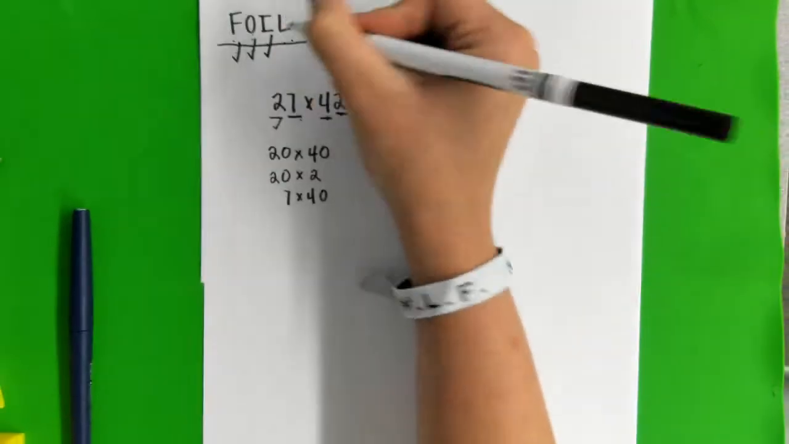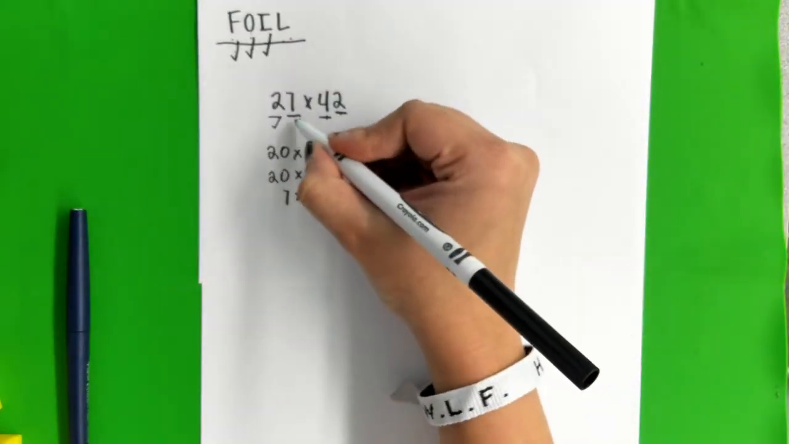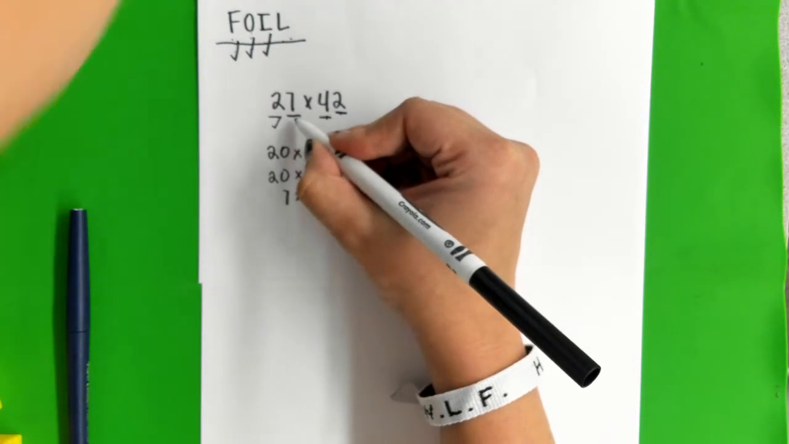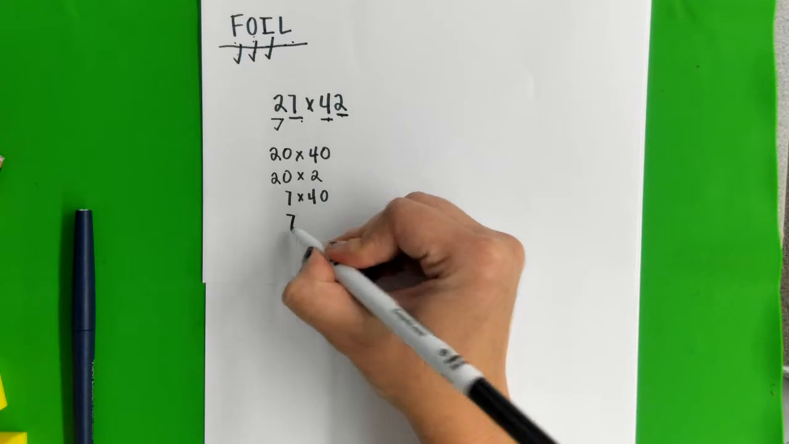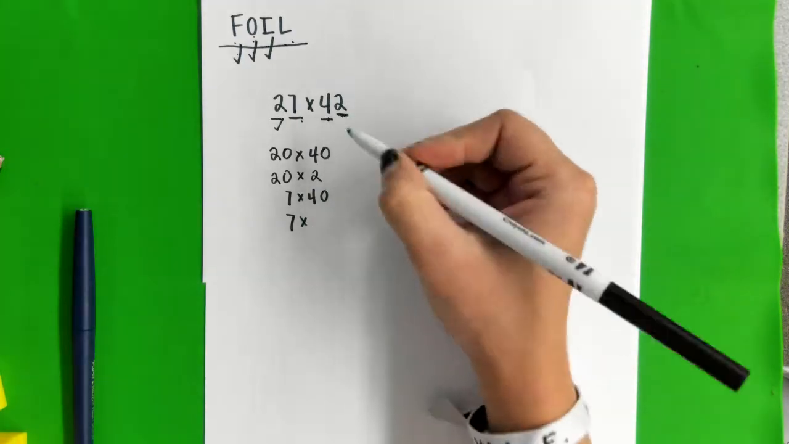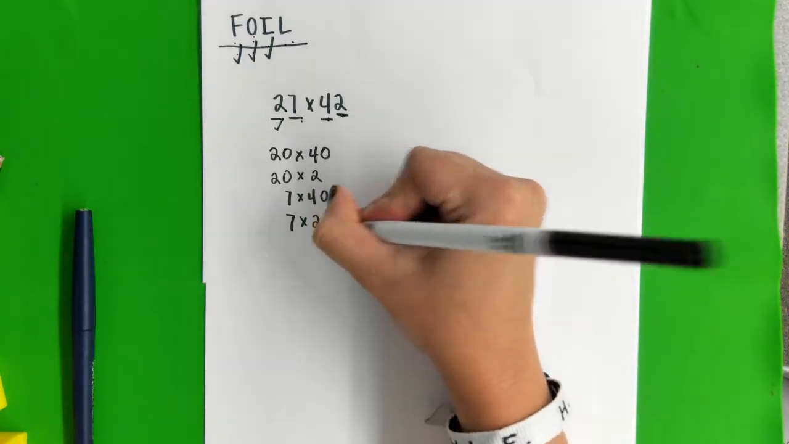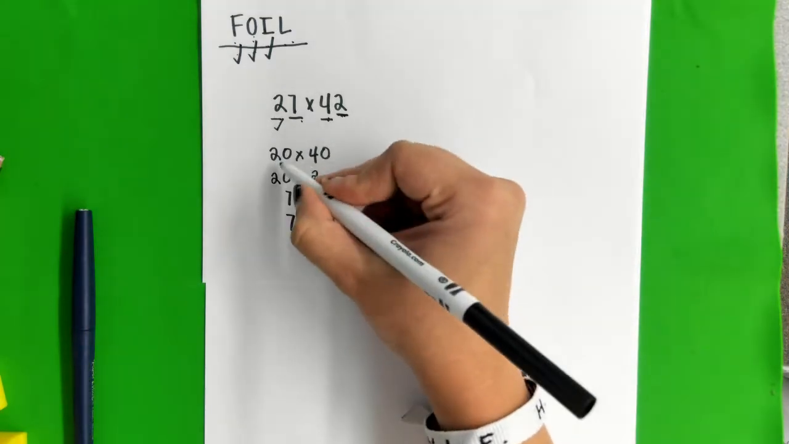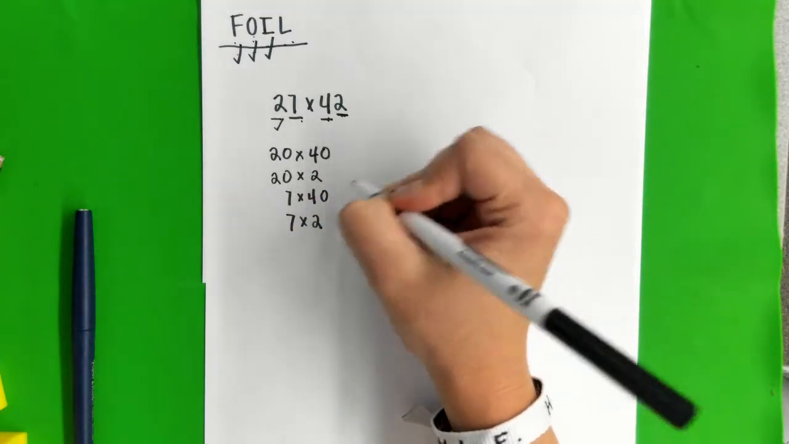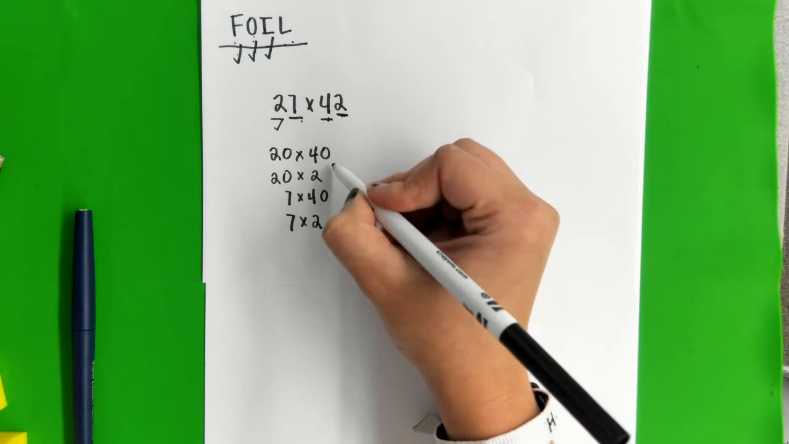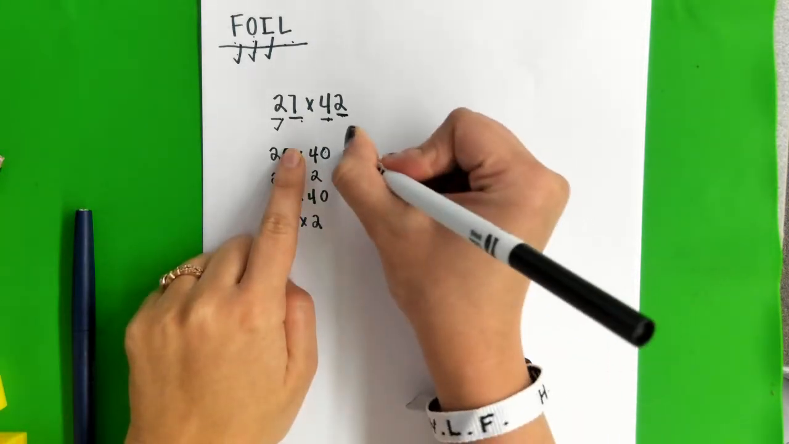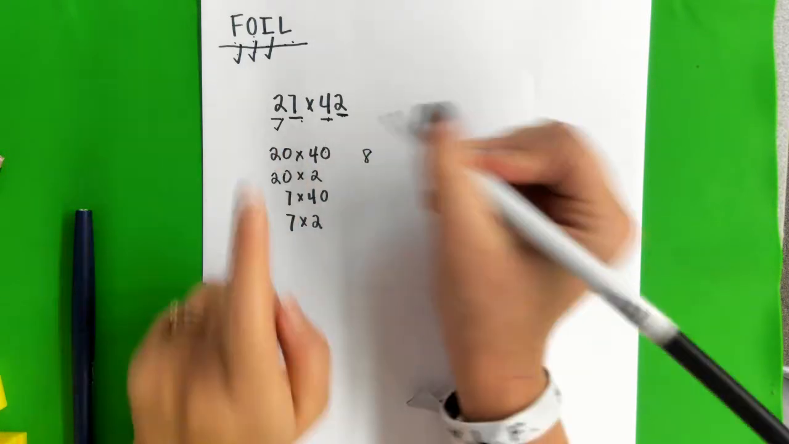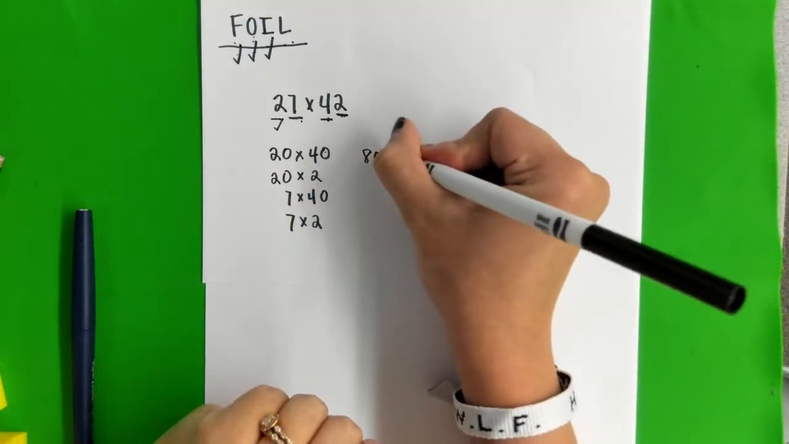And now we're going to do our last numbers. We have a 7 in the ones place and a 2 in the ones place. So now we just multiply all this out. We have 20 times 40. Cover our zeros. 2 times 4 is 8. Uncover 2 zeros, add 2 zeros.